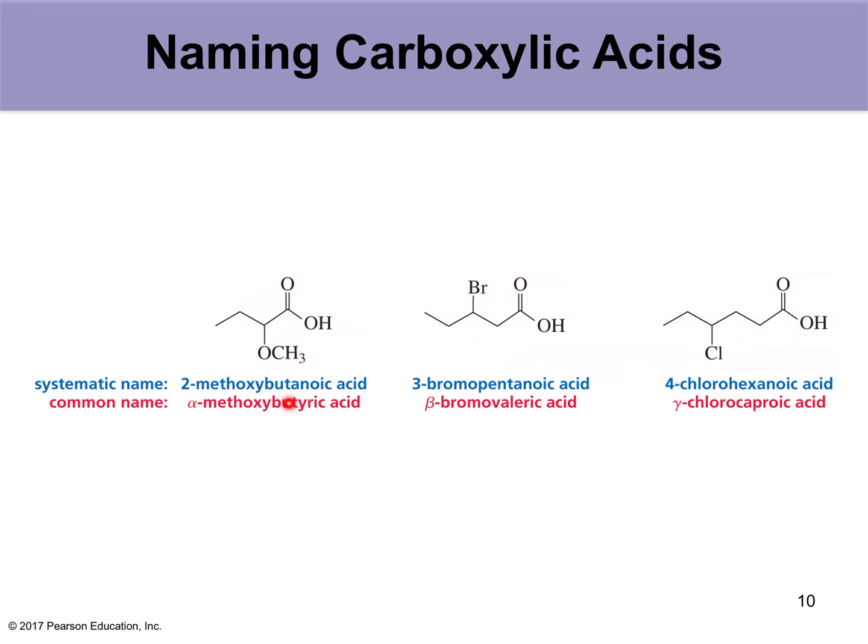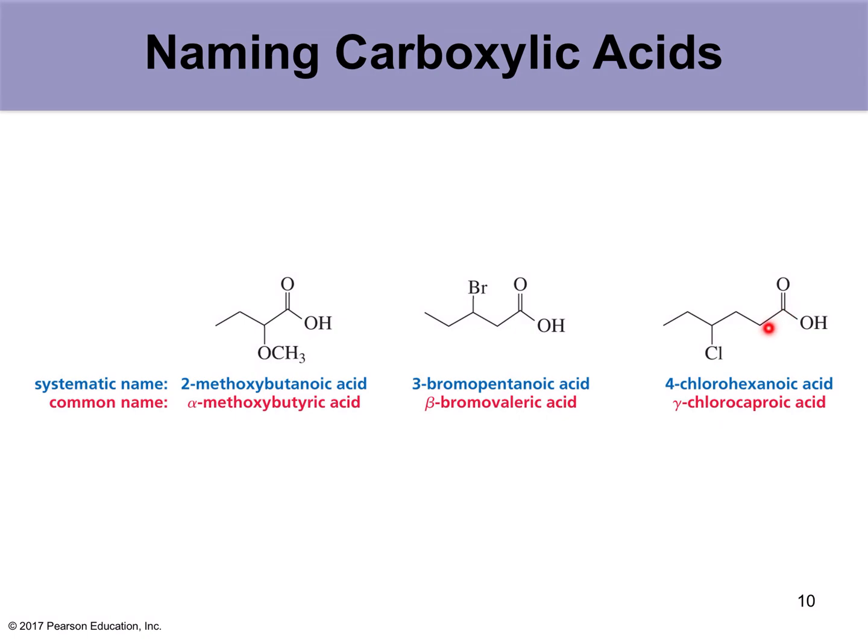In this molecule, 1, 2, 3, 4 carbons long, so it has to be a butanoic acid. On the second carbon, you have a methoxy group. So 2-methoxybutanoic acid, also called alpha-methoxybutyric acid, that's the common name. And this one, 1, 2, 3: on the third position we have a bromine, bromo. 3, 4, 5, pentanoic. So 3-bromopentanoic acid.